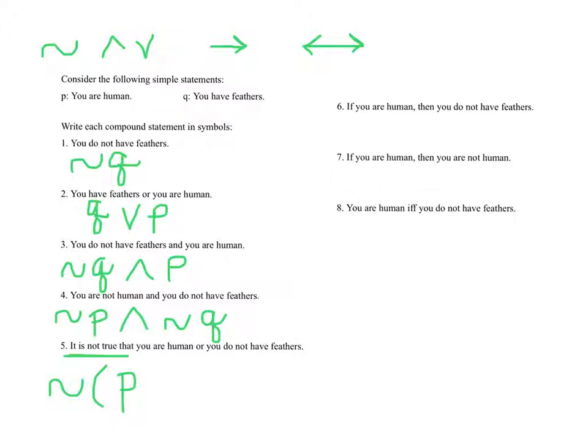Or, that's the disjunction. So that's or. You do not have feathers. So not Q. So it is not true. This whole thing is not true, that you are not human, or you do not have feathers. Sometimes it is not true will be read as it is not the case. So it is not true and it is not the case. Those are the same thing.